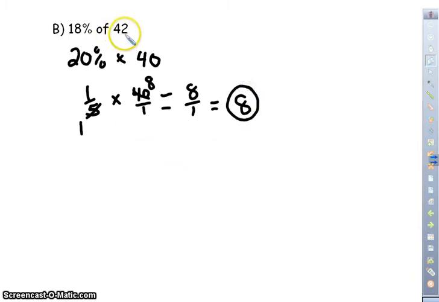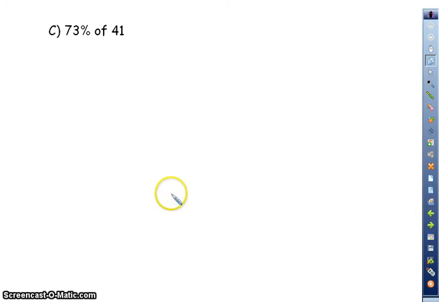Some of you might have wanted to make this maybe 45. You could. That would change it to about 9. So remember, with most of these problems, you're going to be within 1 or 2, and that's still correct. Now I want you to hit pause on this problem, solve it, and I'll be back to solve this.